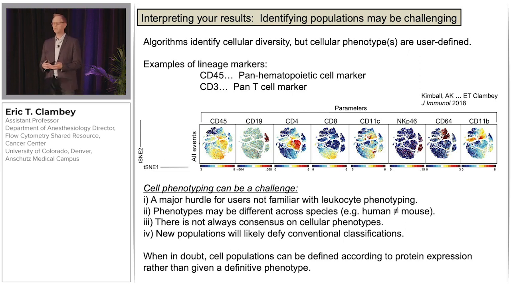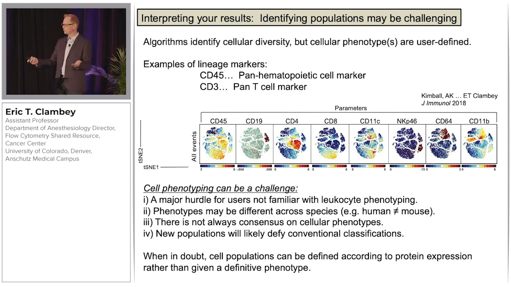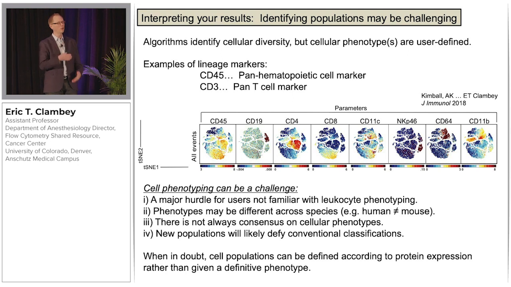This is compounded by the fact that phenotypes are not always equivalent between mouse and human, and that there's not even consensus among experts in the field in terms of the best criteria to define cell type X or cell type Y. And if you are fortunate and discover a new cell type, that by definition is going to defy conventional classification. And so then what do you do? What do you call that? Well, I would encourage you to define cells based on protein expression or the combination of protein expression markers. And if you truly want to say that this is a hybrid B cell T cell, you need to do complementary methods to make that conclusion.